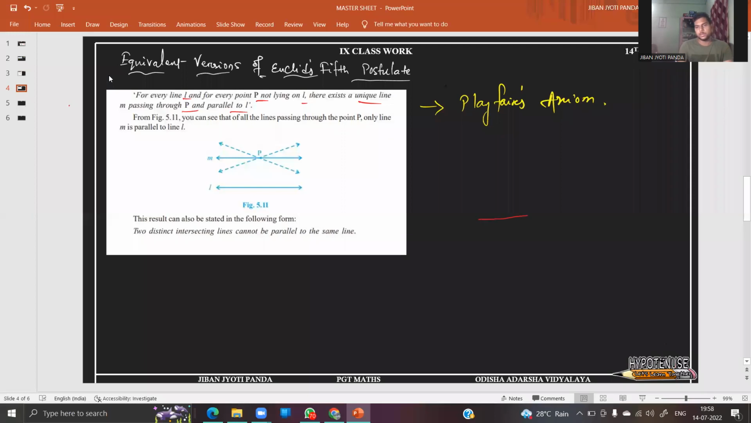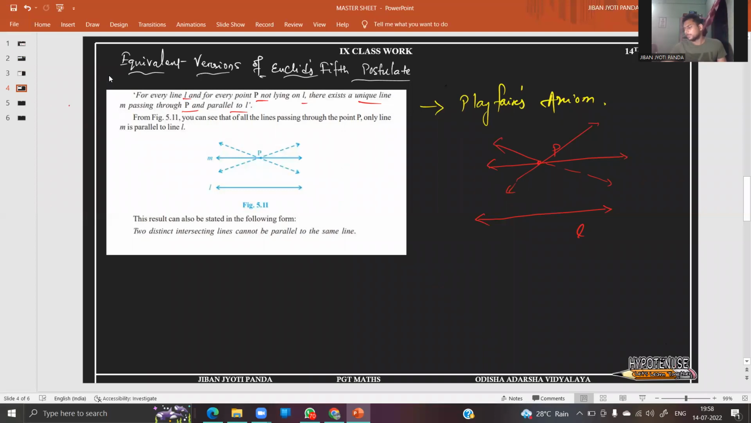Let me try to explain a little. This is my line L, and we have a point P which is not lying on L. If we make infinitely many lines through this point P, one line will be unique, one line will be parallel to L. The rest of the lines we make will not be parallel to L; they will intersect L. So this is one of the equivalent versions of Euclid's fifth postulate which can be considered. Okay, I think it is clear to all.